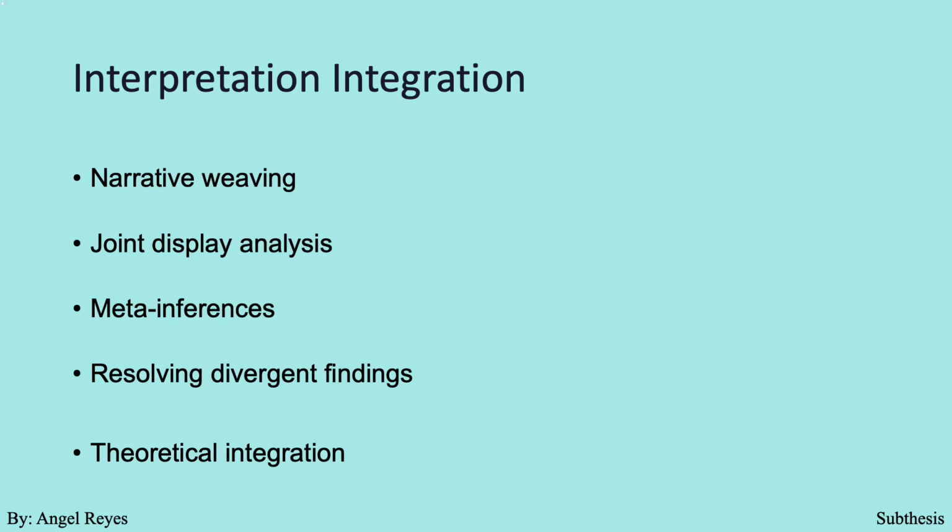At the interpretation level, integration comes through synthesizing findings into a cohesive narrative. One method is narrative weaving, where quantitative and qualitative results are interlaced throughout the discussion. Joint display analysis helps visualize convergence or divergence across strands. A key goal is the development of meta-inferences, overarching conclusions that arise from integrating both data types.